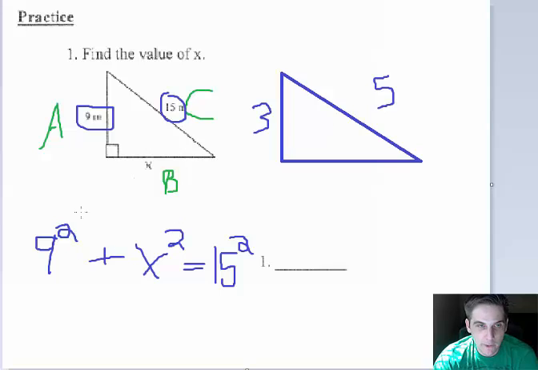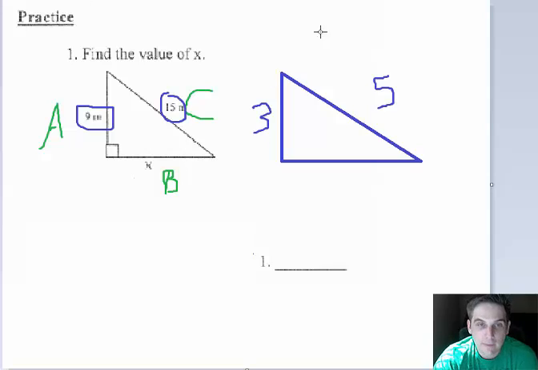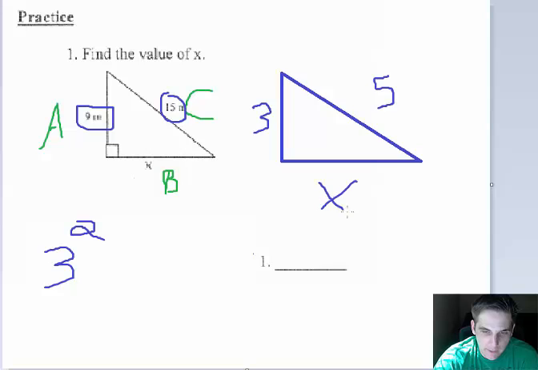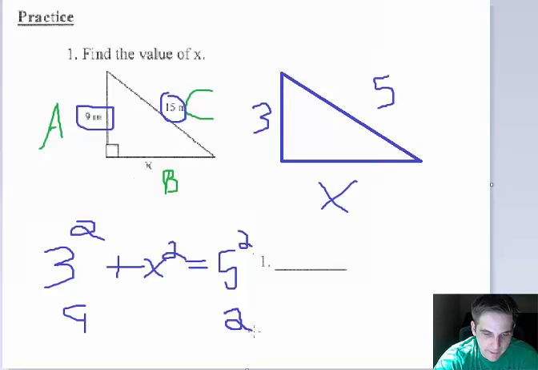And then, instead of using 9 and 15, let me just get rid of that. You can use 3 and 5. So we've got 3 squared, and put the x over here, plus x squared equals 5 squared. The numbers are much easier to solve now. 3 times 3 is 9. 5 times 5 is 25.